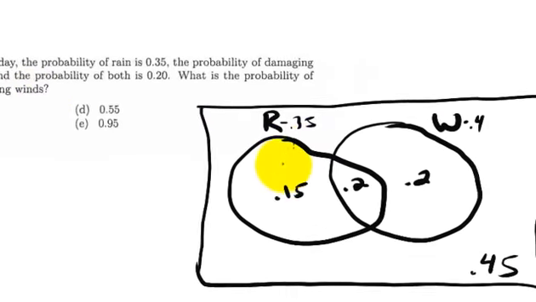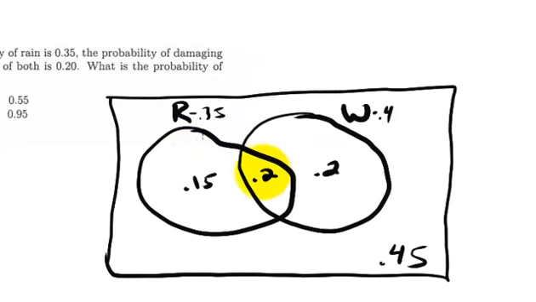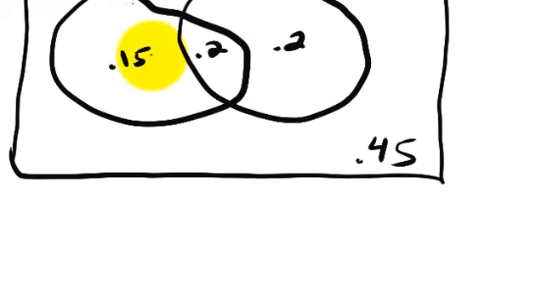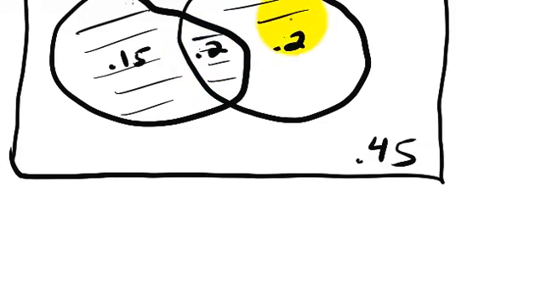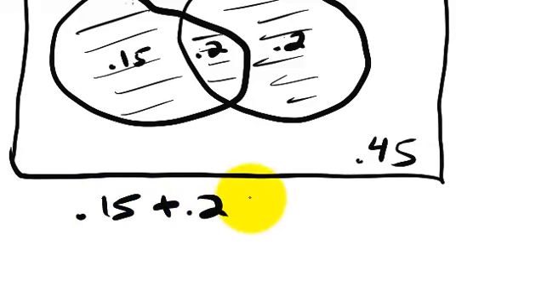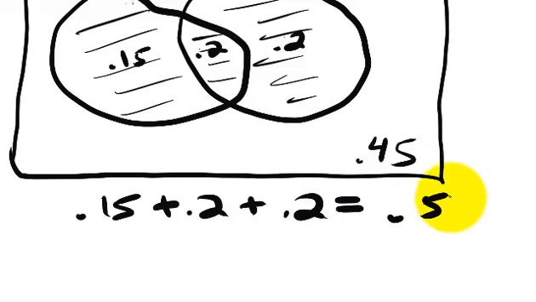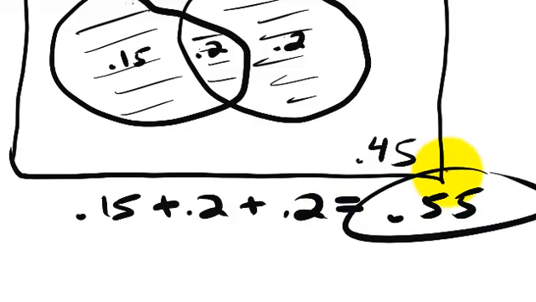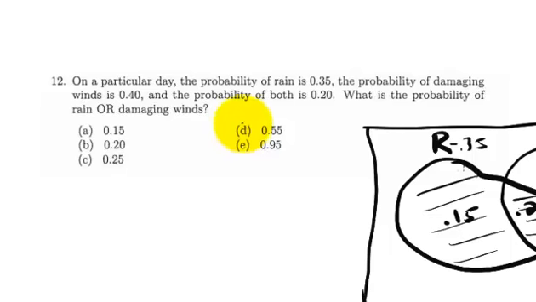So that means it could be rain, could be wind, could be both, which means it could be any one of these three regions. So it could be this, this, or this. Which means it could be the 0.15, the 0.2, or the 0.2. That adds up to 0.55, and that's my answer. The probability that it rains or we have damaging winds would be 0.55, which is D.